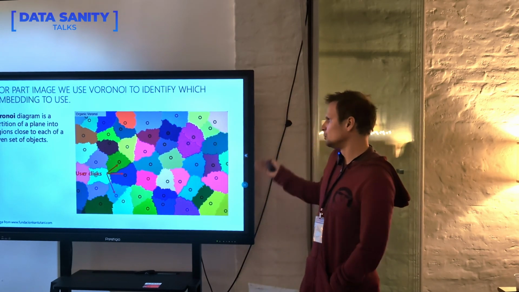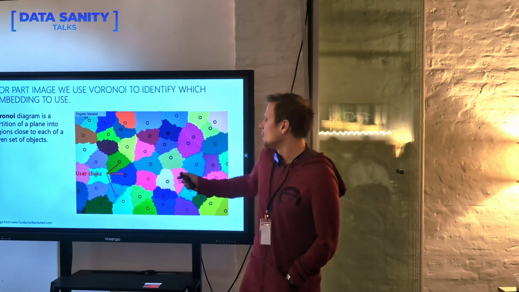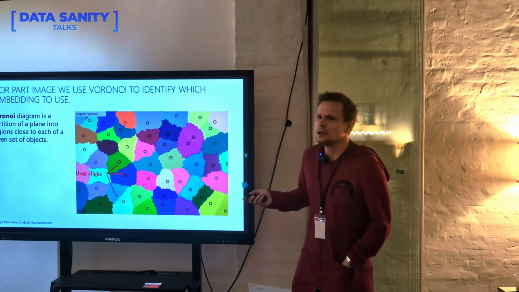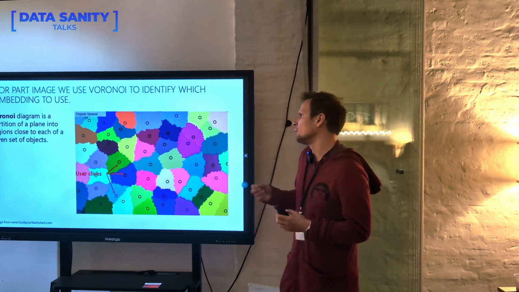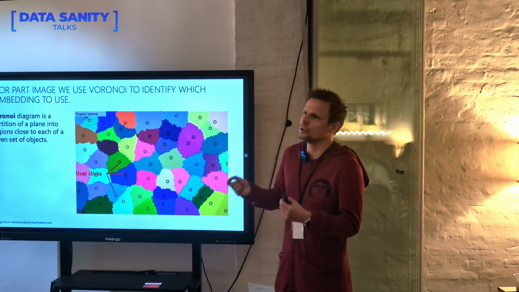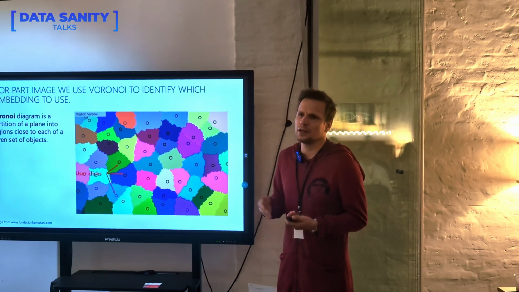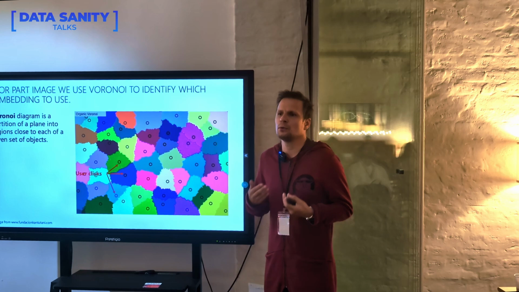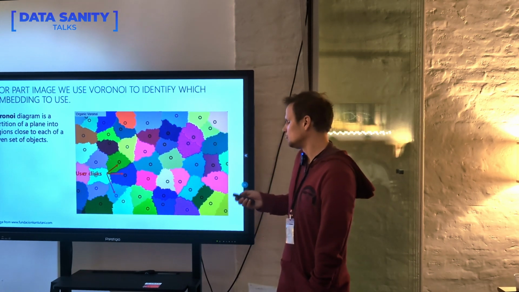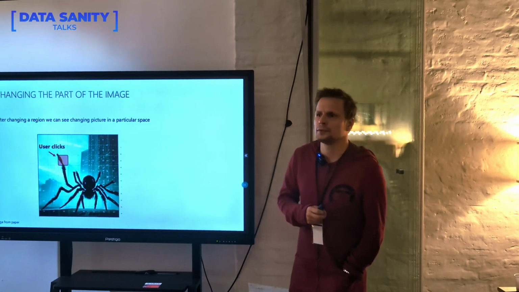So to do that, you can see the user clicks here. We use Voronoi space splitting. It's a very simple idea. For each pixel, we see the closest user click, what part of the image the user selected, and based on that, we identify what the user really wanted to do with this part of the image. Wanted to change it, wanted to keep it, or wanted to do something else. How it actually works, let's go to pictures.